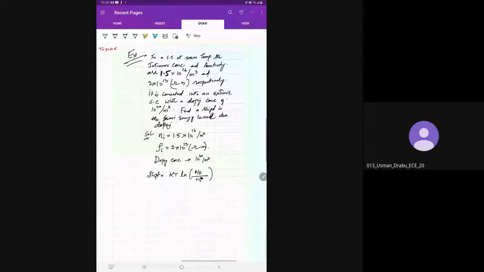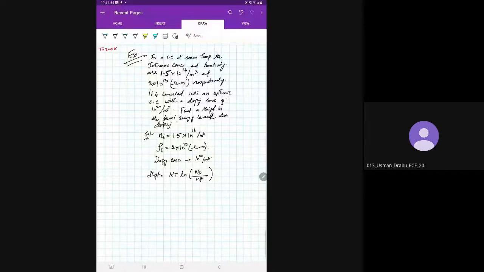Please calculate. 0.227 electron volt. Yes, shift is equal to 0.227 electron volt. That is the correct answer. 0.227 electron volt. Okay. Similarly, I think we have done enough questions.